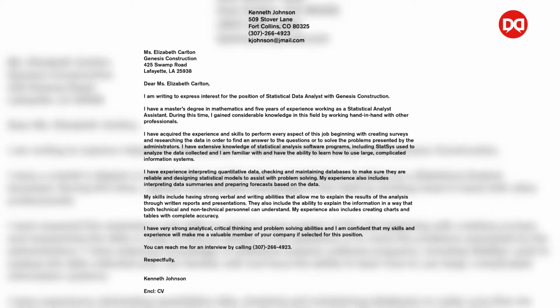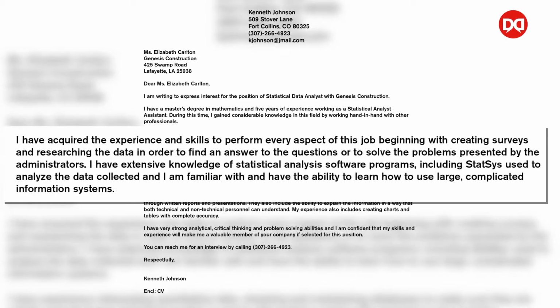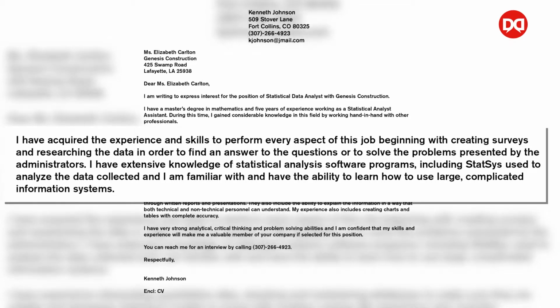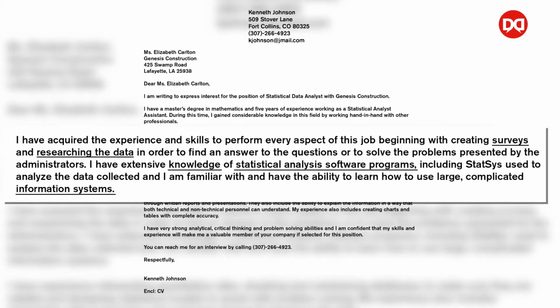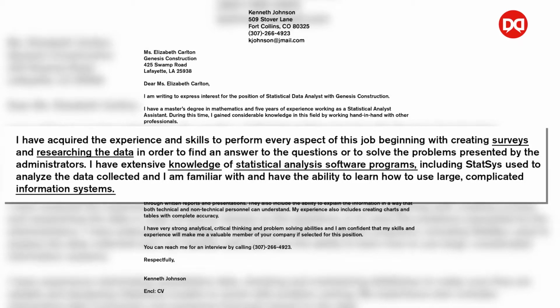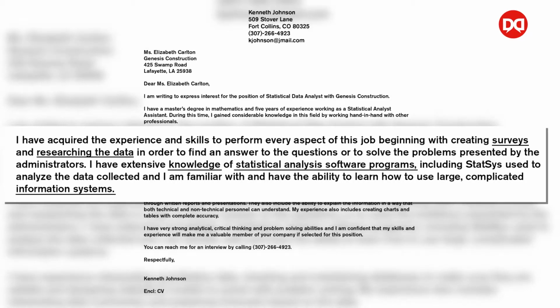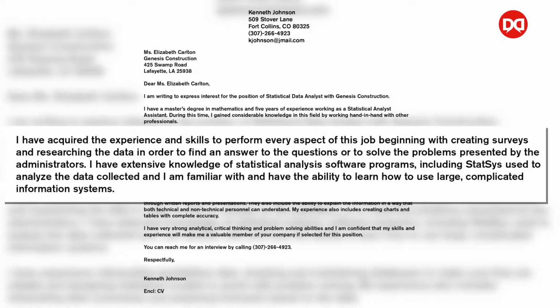He goes on to mention that he has experience that would be able to match with every aspect of the job. And then he goes on to give several examples, such as creating surveys, researching the data, solving problems with administrators, etc. So he's very clearly from the beginning matching his skills with the job criteria. Good job, Kenneth. Additionally, he indicates he has knowledge of software, and he mentions specifically the type of software.